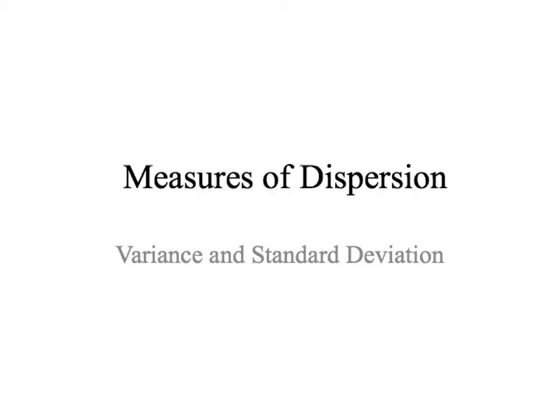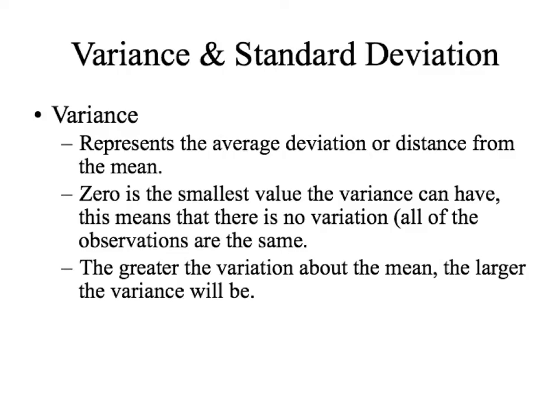Our final measure of dispersion is going to be variance and standard deviation. Variance and standard deviation are part of the same process. The variance and standard deviation are used with numeric level variables only, and the variance represents the average deviation or distance from the mean. So how far away is the average respondent?